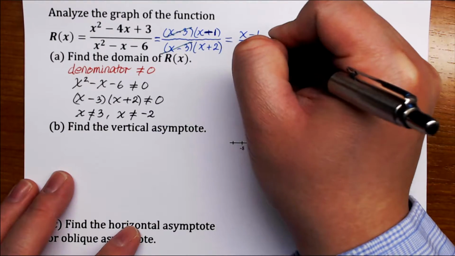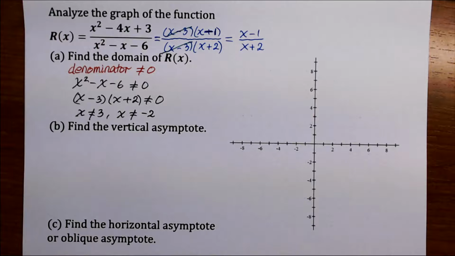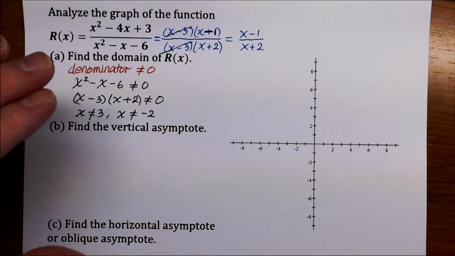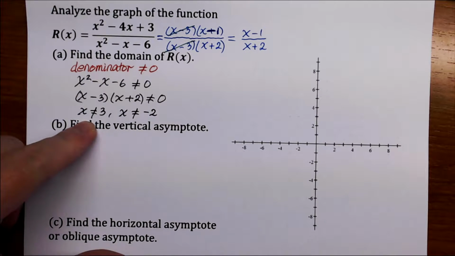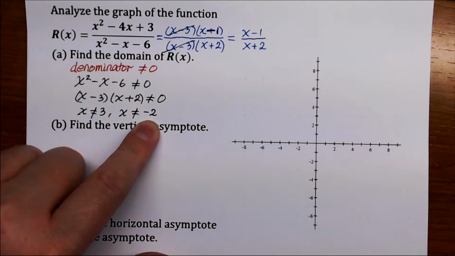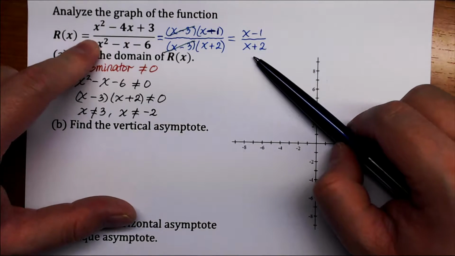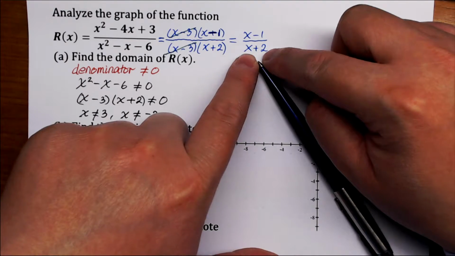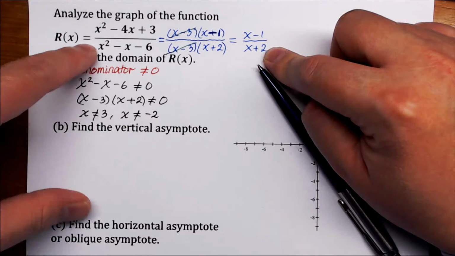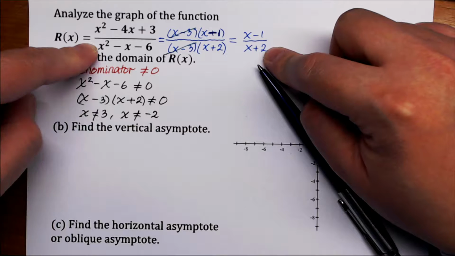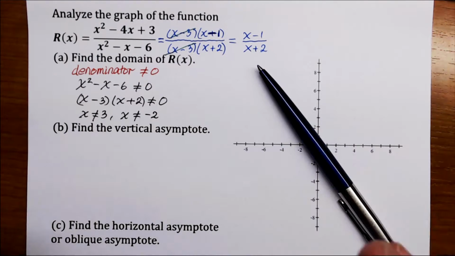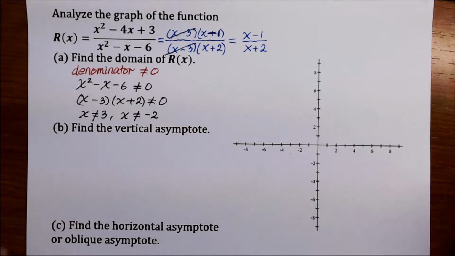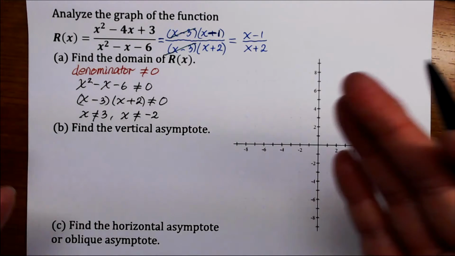Notice that even though the function can be simplified like that, the domain is still x not equal to 3 and x not equal to negative 2. Those functions are almost the same, except that here we can let x equal 3, here we cannot let x equal 3. That's the only thing different between the two. And the vertical asymptote will be the same for either function.